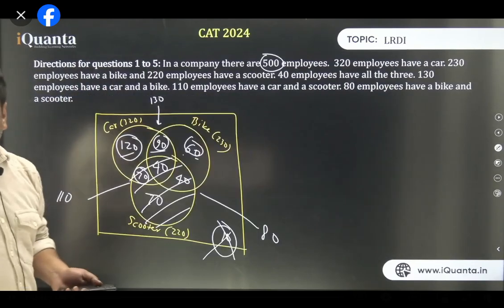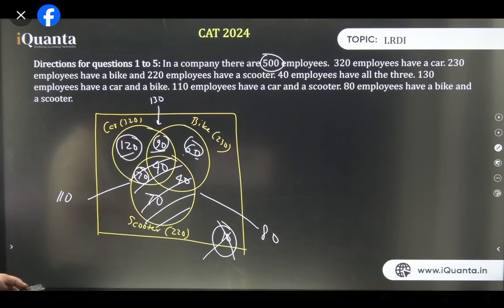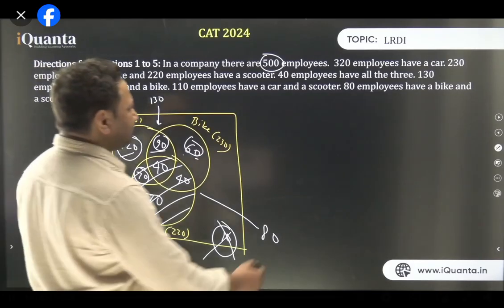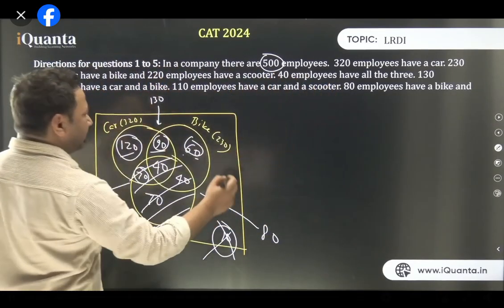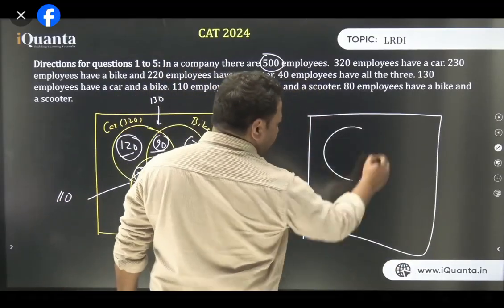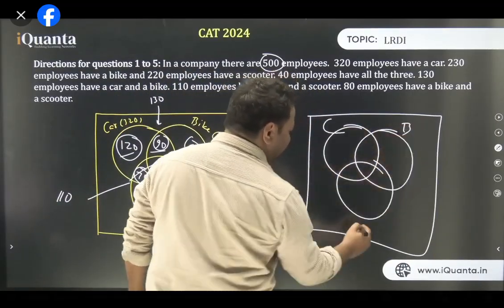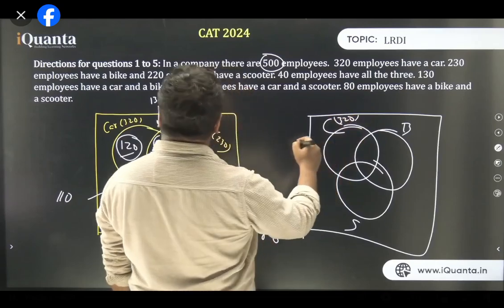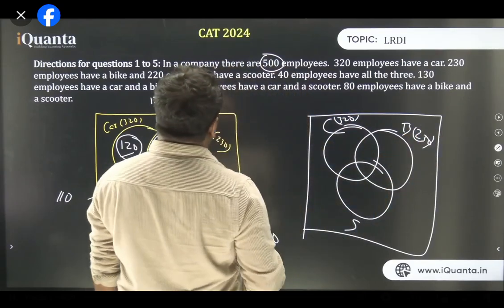Okay, Anshika, I'll just do it once. Thank you, Nikhil. Someone wants me to solve it again quickly. Okay, ठीक है. See, the 500 employees, 320 have a car, bike, scooter, C, B, S. 320 have a car, just right over there. 230 have a bike, write it again. 220 have a scooter, write it here.